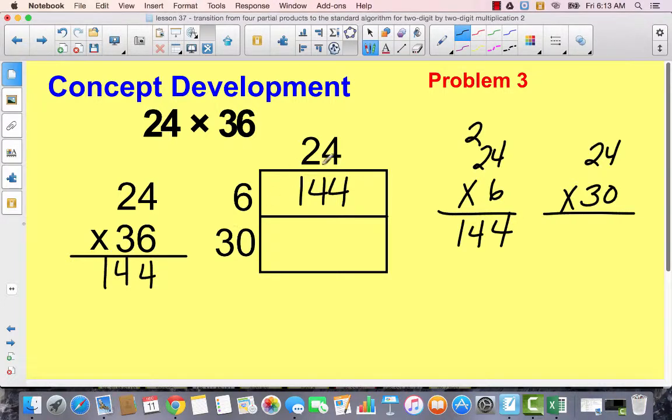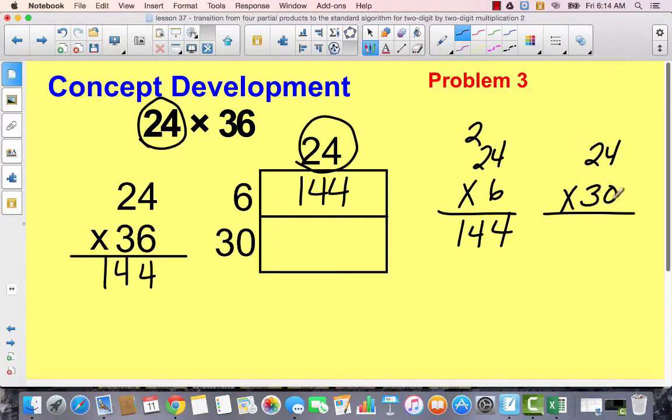Right now I'm going to do 24 times 30. So you can see what I did. I just took 24, kept it as one number, and I did partial products on 36. Okay, and you'll notice I put the small number on top, and that's because when we take out the shortcut, you're going to do 24 times 6 first.